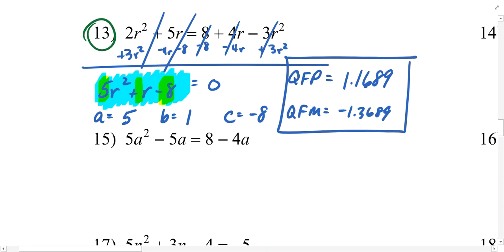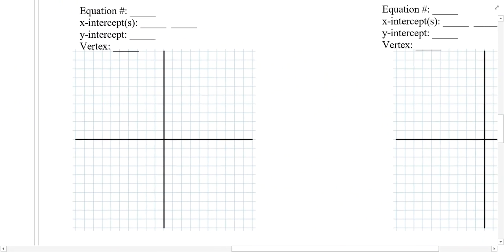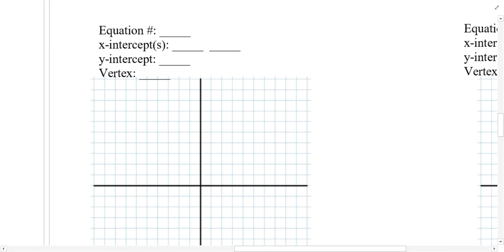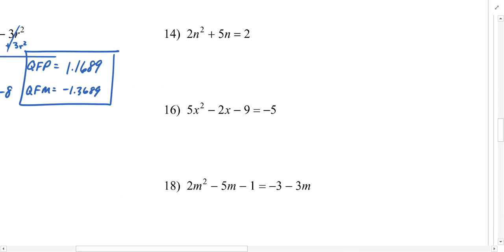So what I would like for you to do is to recreate the graph either from Desmos or by using your clues from the quadratic formula. And we're going to do so on this graph back here. So the equation number that I'm referencing is number 13. This is coming from number 13. And the 2 x-intercepts are the quadratic formula results that we just established.